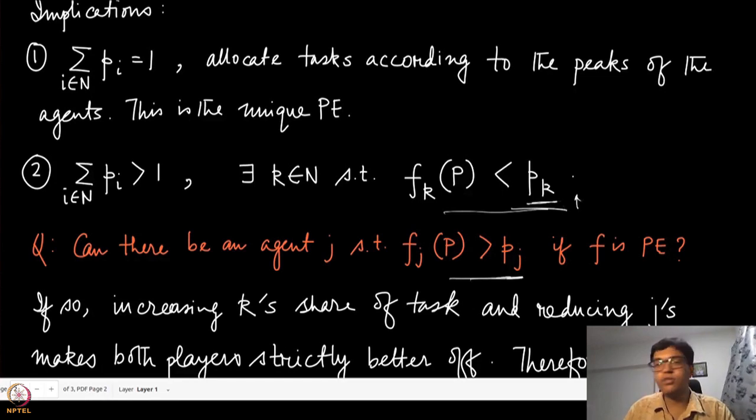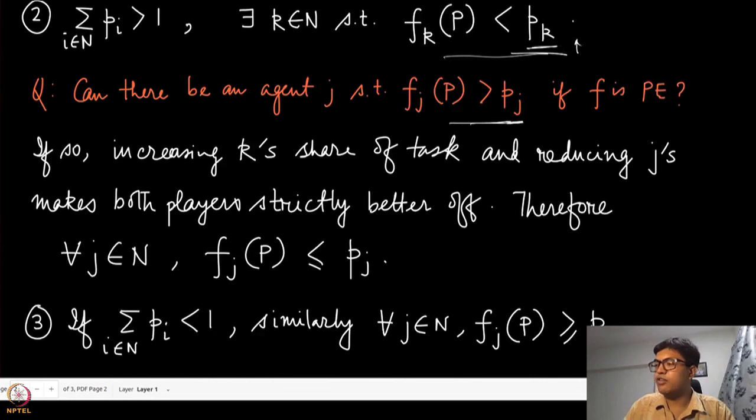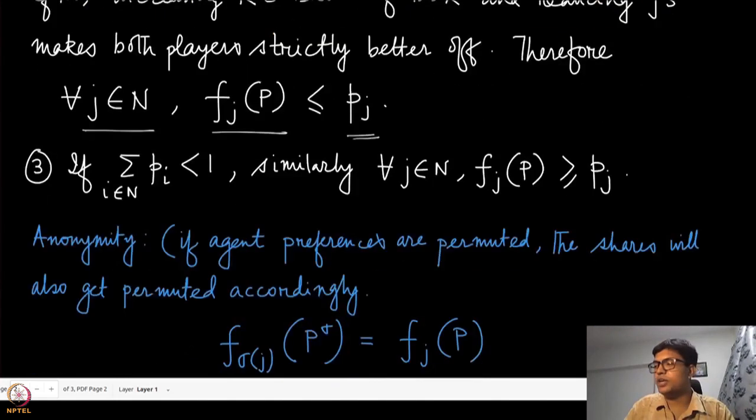So there cannot be any agent which got more than its peak. And therefore we can conclude that under this condition, that is, if the sum of these peaks is more than one, for every agent the allocated share of the task should be at most Pj, it cannot be more than that. And similarly, you can use the argument to show that when this sum is less than one, the share of this task should be at least Pj.